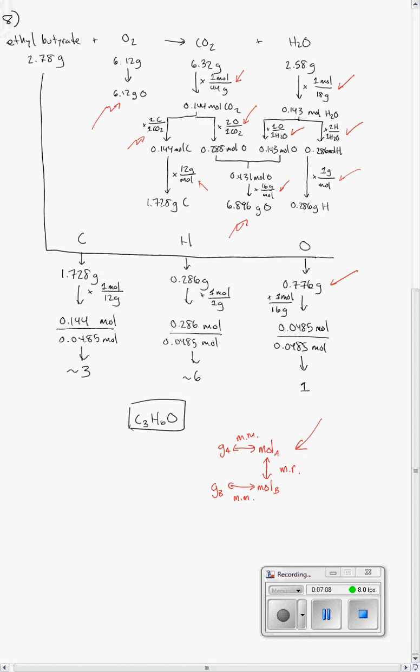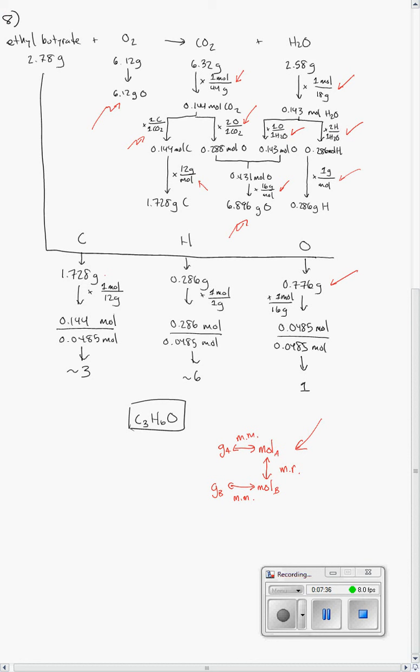As I said before, now this is an empirical formula problem. We have gram amounts of carbon, hydrogen, and oxygen. Our next step is to go from grams to moles. Again, you use the molar mass to do this. So we divide our masses of carbon, hydrogen, and oxygen by their molar masses to get moles. You end up with 0.144 moles of carbon, 0.286 moles of hydrogen, and 0.0485 moles of oxygen.